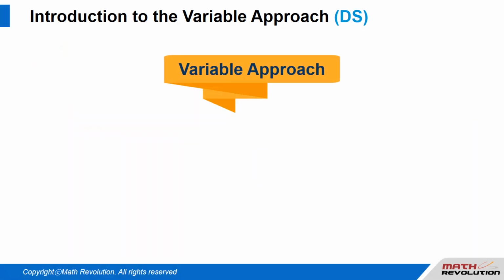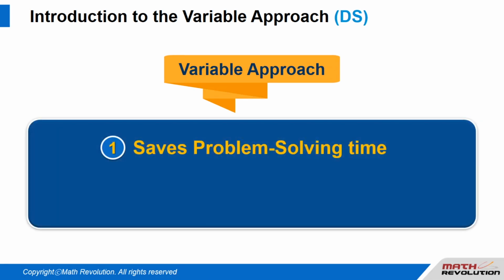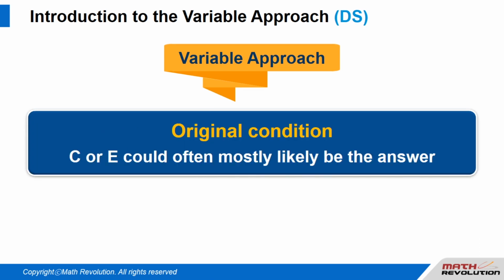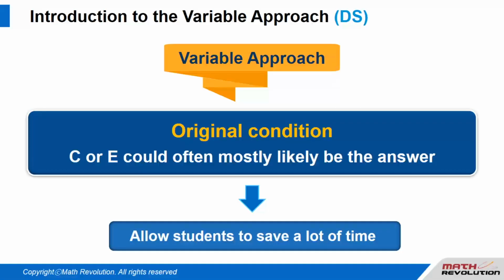Advantages and efficiencies of the variable approach. 1. Saves problem-solving time. The variable approach is time-efficient because it determines the most likely answer based on what is given in the original condition, instead of just following the steps of plugging in conditions. Just by looking at the original condition, C or E would often most likely be the answer. Knowing the most likely answer, we can then apply conditions 1 or 2 to confirm whether either of them is the answer. This foreknowledge allows students to save a lot of time.